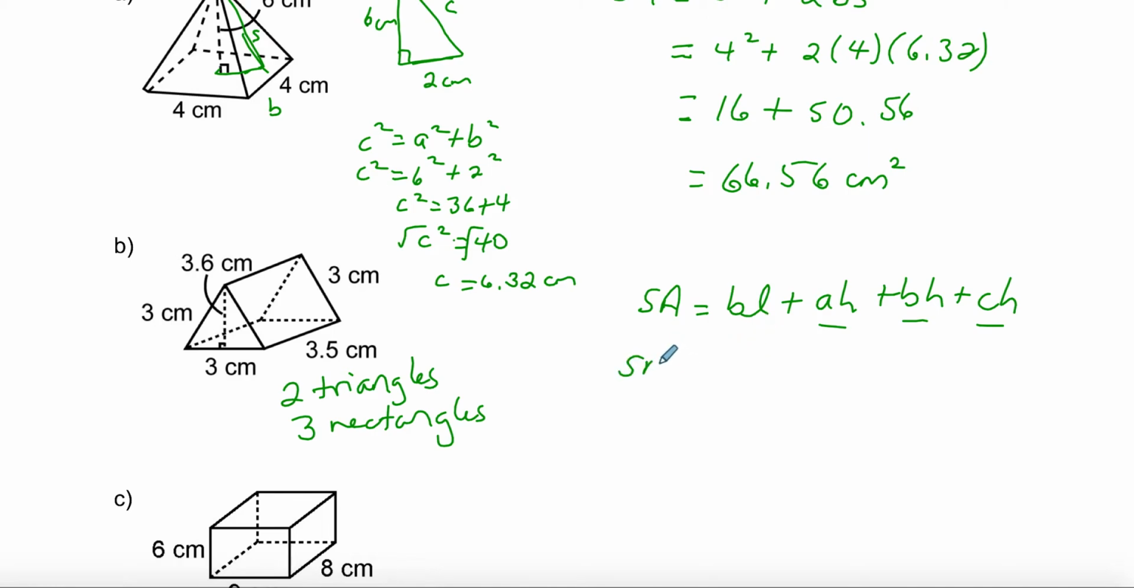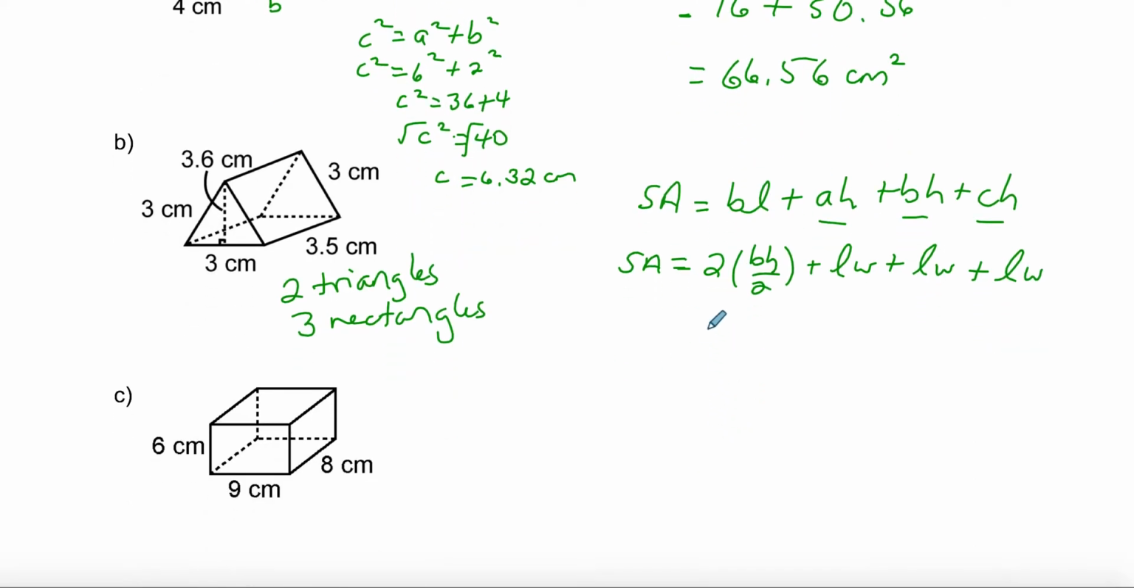I think what makes more sense is 2 triangles, base times height divided by 2, plus 3 rectangles, length times width, plus length times width, plus length times width. And those 3 rectangles may or may not be the same size, depending on the triangle. So if I have 2 triangles, you notice that these 2's might cancel out. That's why this was their formula for the triangle.